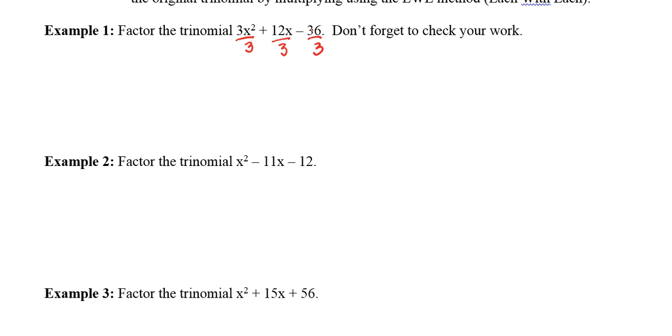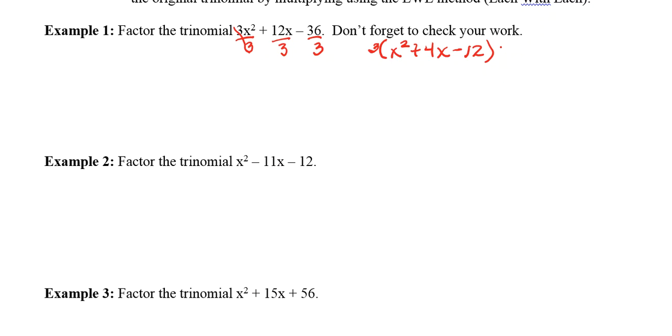You can ask yourself, is there any letters that they each have? The first two have x's, but the third one doesn't, so I can't take that out. So I'm going to take the 3 out. When I take that out, I'm left with x squared in the first term. 12 divided by 3 is 4, still have the x, minus 36 divided by 3 is 12, and that one didn't have any x's. So that's my first step.